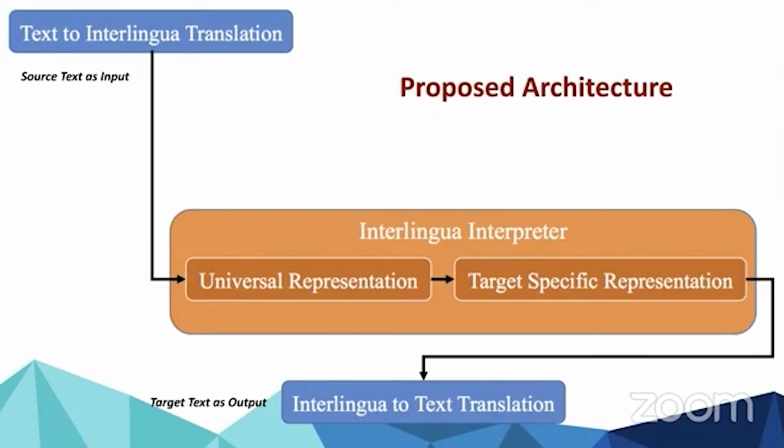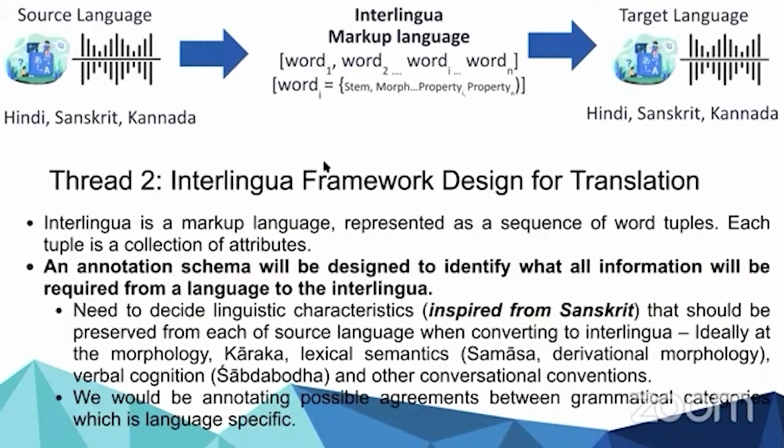The main idea for us is that can we come up with a markup interlingual language where for each word, we can say what are the different morphological properties. And these are all inspired from the Sanskrit tradition on morphology, karaka, and lexical semantics. So this is a work in progress.